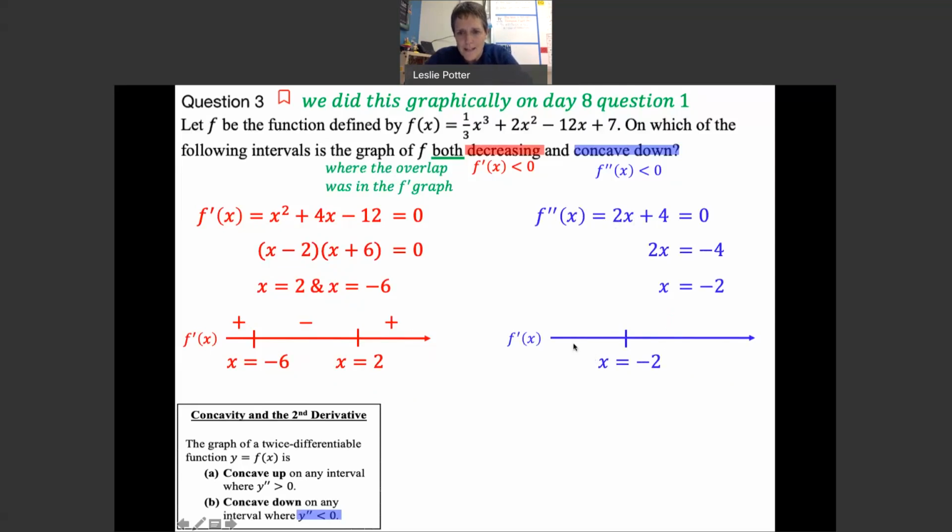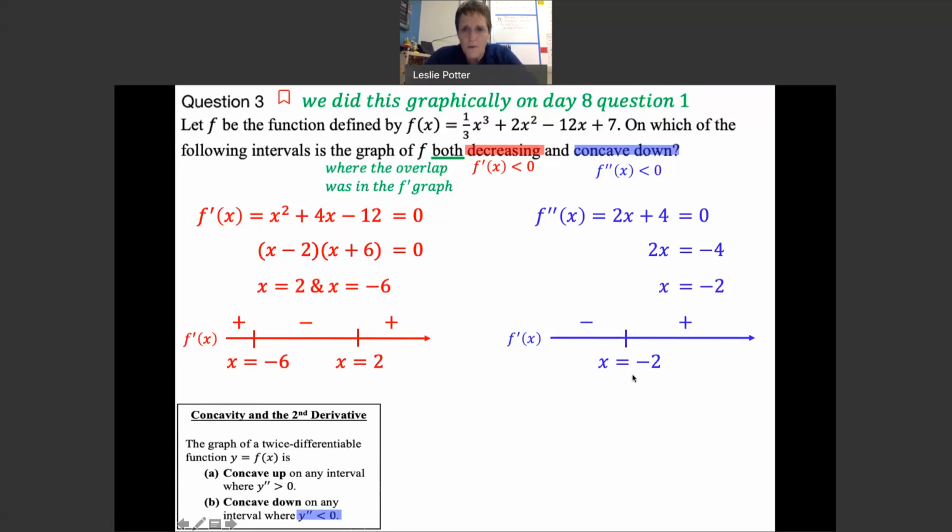So let's go ahead and test negative 3. So I'm going to put negative 3 into here. And so we have negative 6 plus 4. I know that's a negative value. So this is concave down on this side of negative 2. And let's test something over here like 0. Put 0 in here. We get 4, which is positive. So we have concave up on this side. So we do have a point of inflection at negative 2. We're not being asked about that, but we do.